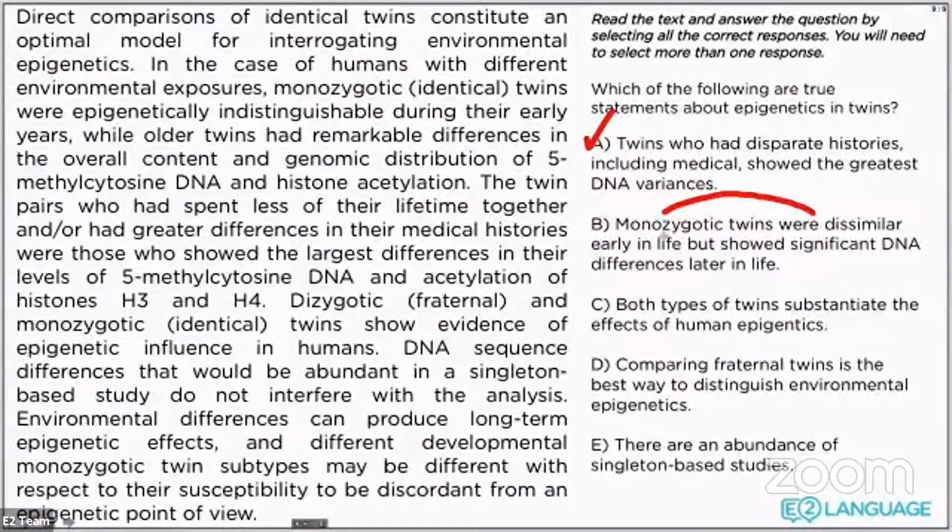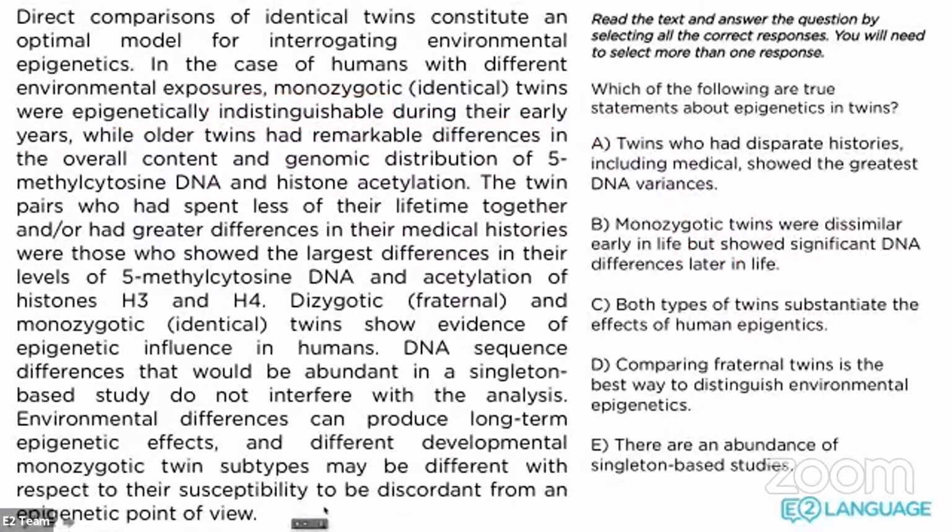So monozygotic twins were dissimilar early in life, but showed significant DNA differences later in life. Here it says monozygotic twins were epigenetically indistinguishable during their early years. Do these say the same thing? No. Indistinguishable means they're almost exact. They're almost exactly the same. Here they're saying that they're dissimilar. They're not similar. So that's no. Fine. Now we move on to C.